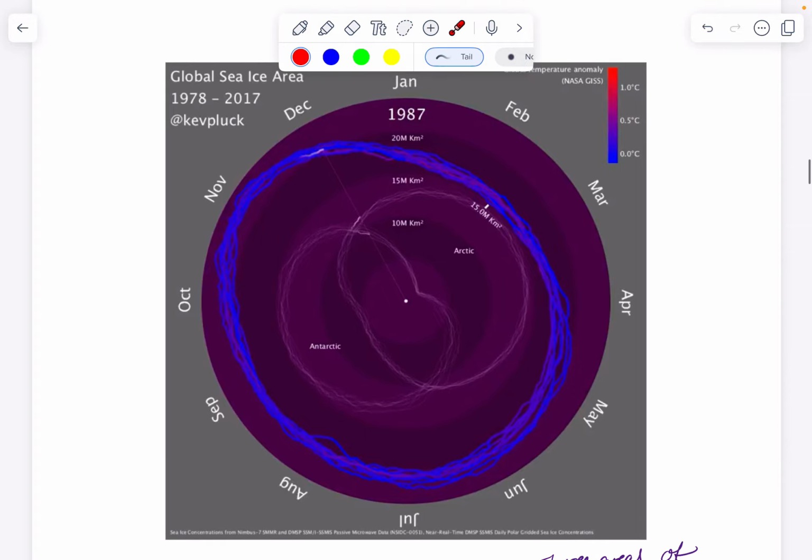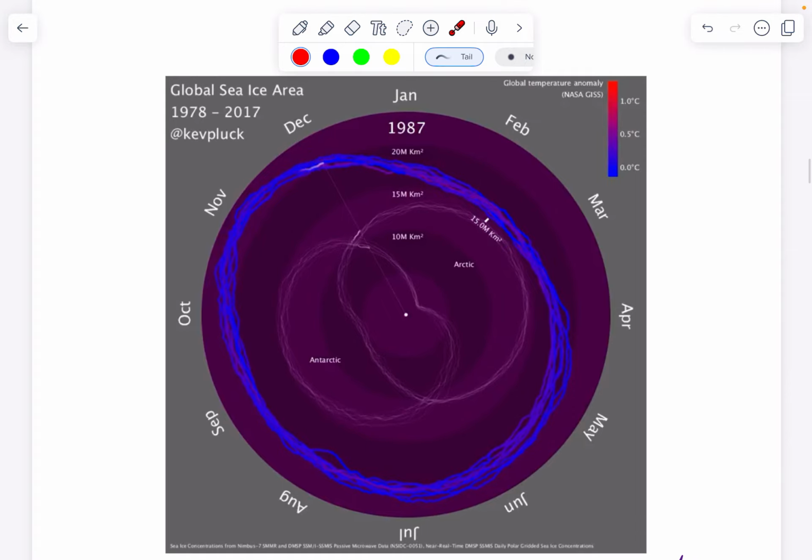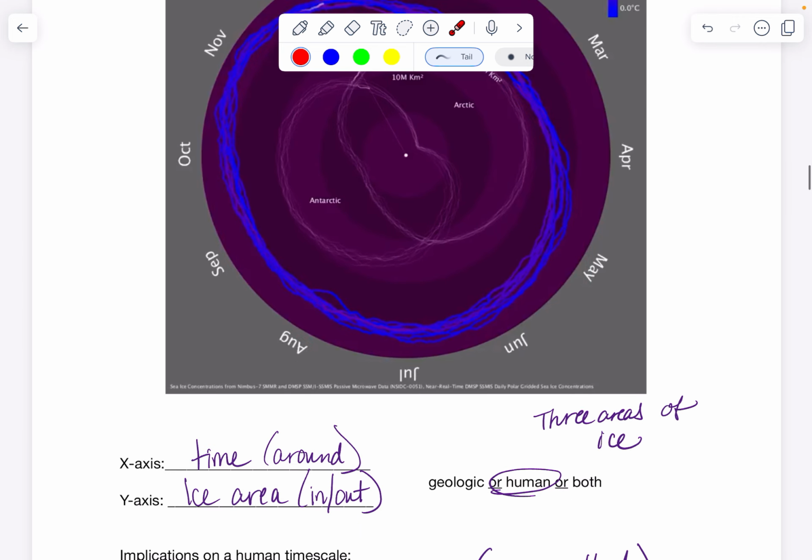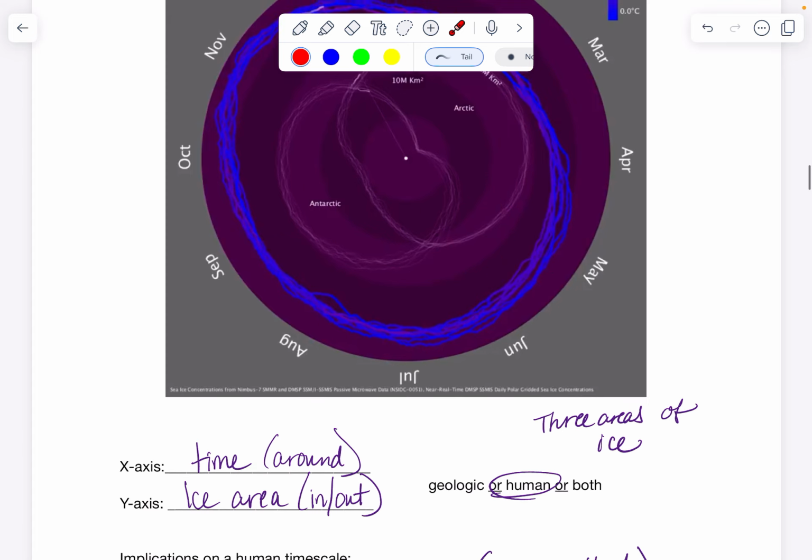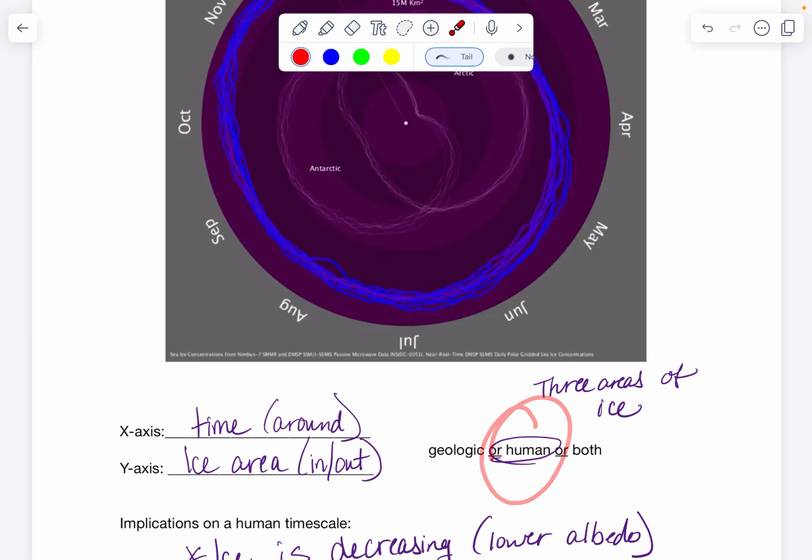This one's an ice visualization. On this one, we are looking at the two separate polar ice caps and then kind of them together as a whole. Time goes around our axis. Actually, it goes around this way. Sorry about that. And then the ice area goes in for lower and out for higher. And so what we see here is a human time scale.